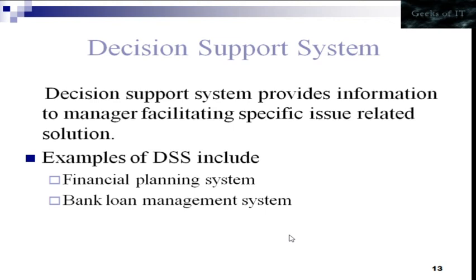Decision support systems answer questions such as what would be the impact on employees' performance if we double the production lot at the factory, and what would happen to our sales if a new competitor entered the market. Decision support systems use sophisticated mathematical models and statistical techniques, probabilities, predictive modeling, etc. to provide solutions, and they are very interactive. Examples of a decision support system include financial planning system and bank loan management system.